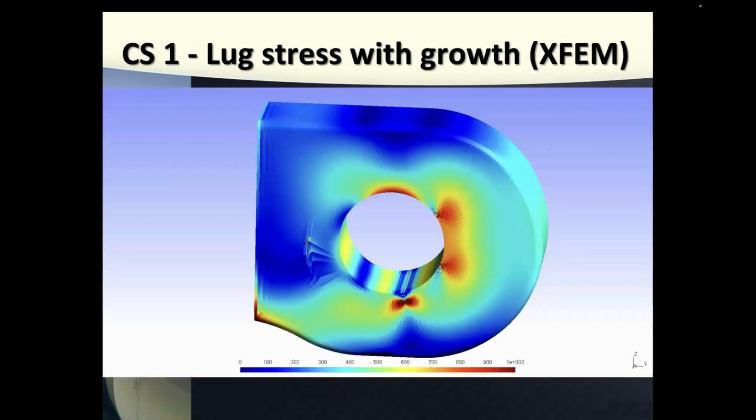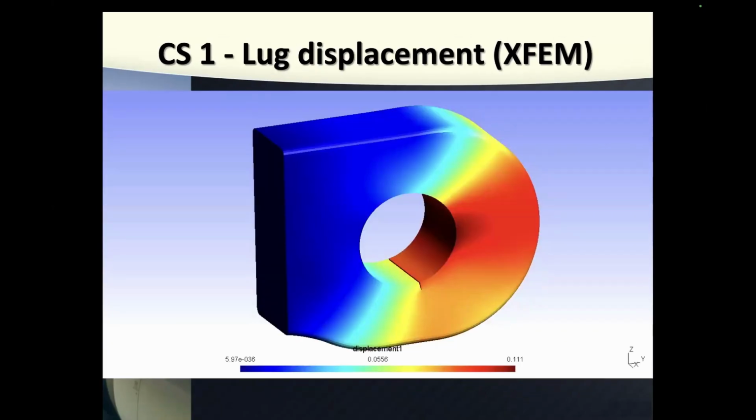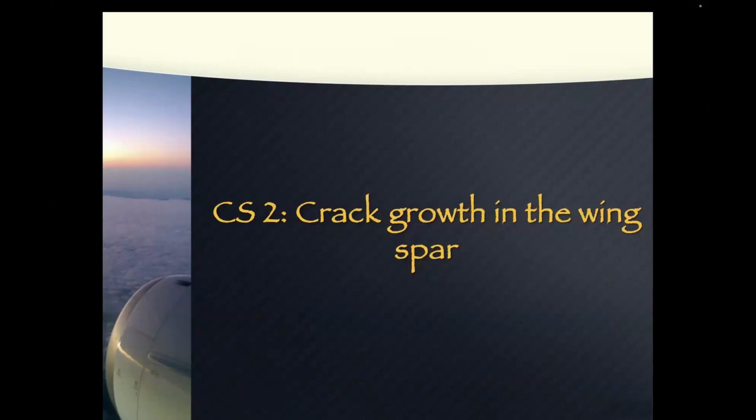Okay, again, probably we cannot see here because all these movies from Abaqus are not working. I don't know why, but okay, again, you can trust me. Yeah, another example, crack growth in the wing spar.